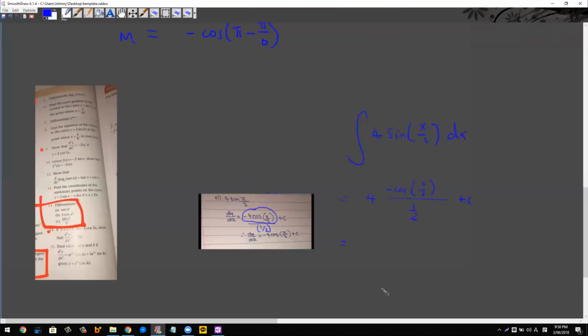So when you simplify it, is it just this? Just tell me what it is. -2 cos of x on 2 plus c. Don't tell me you can't divide 4 by 1/2. Are you saying this is 2 or what? Sorry, my bad. Don't tell me this is 2, all right? No, yeah, that's my bad.